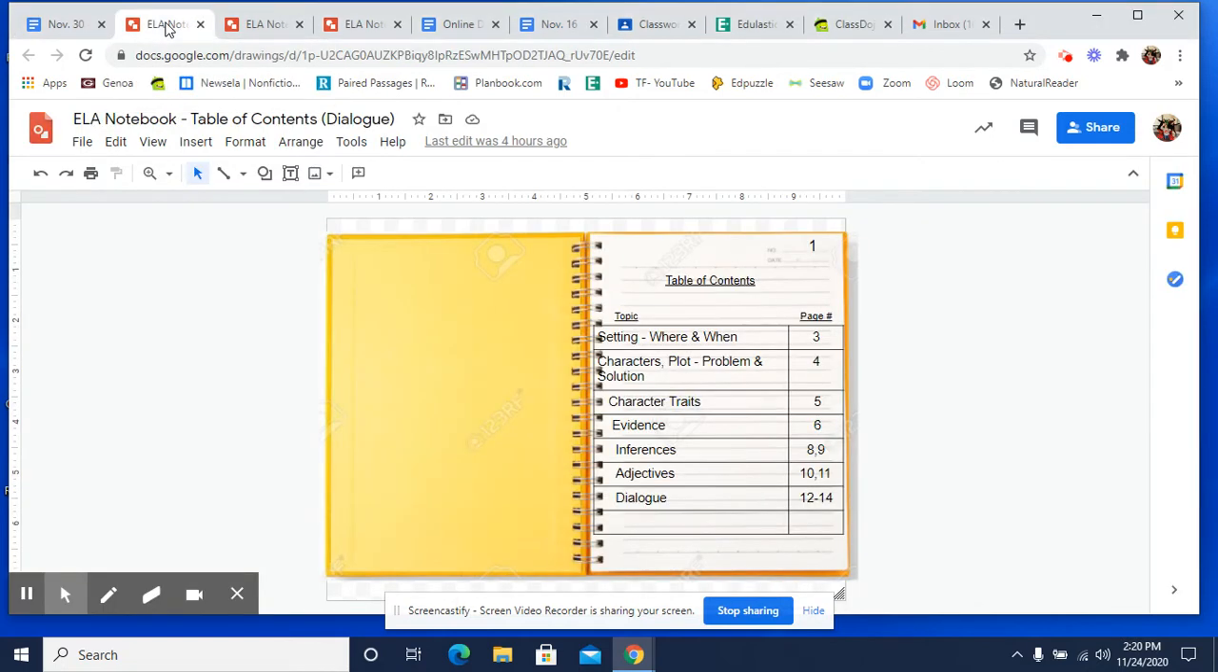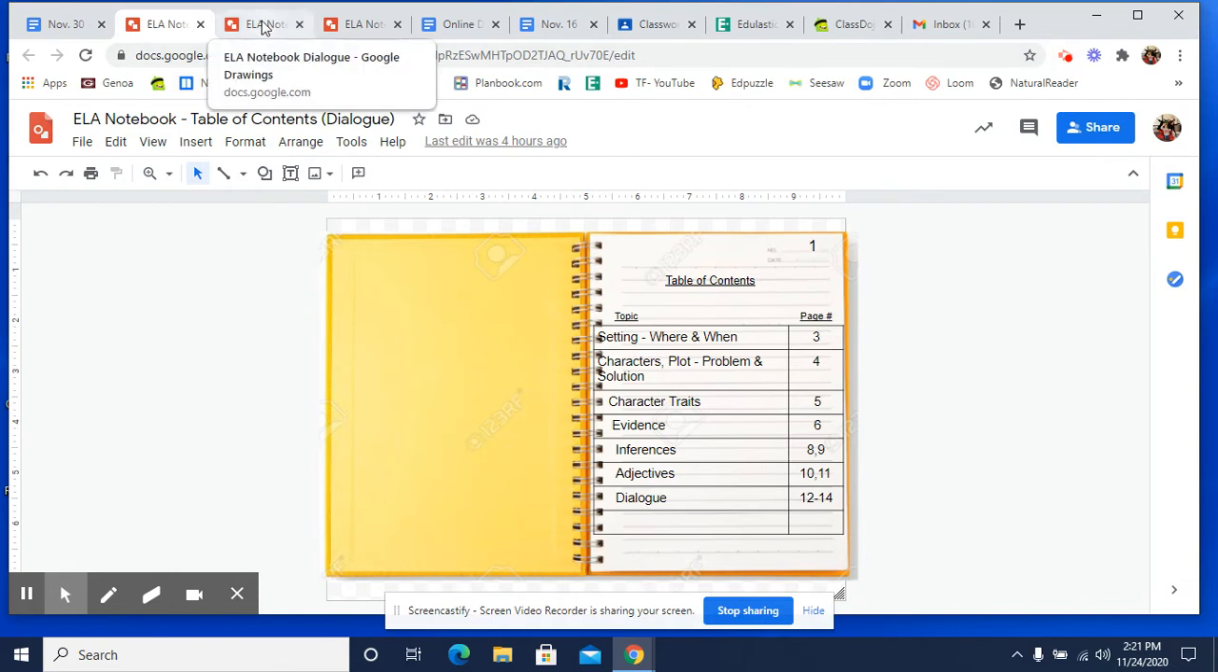notebook. All right. So, we're going to start at the table of contents, of course, like we always do. The last one that you put in your ELA notebook was adjectives. So, now right underneath that, write dialogue. And we're going to be using pages 12 through 14 for dialogue. Okay. That's three different pages 12, 13, and 14. So put 12 through 14. And if you need to, go ahead and pause this and then start it up again after you have done this. Okay.